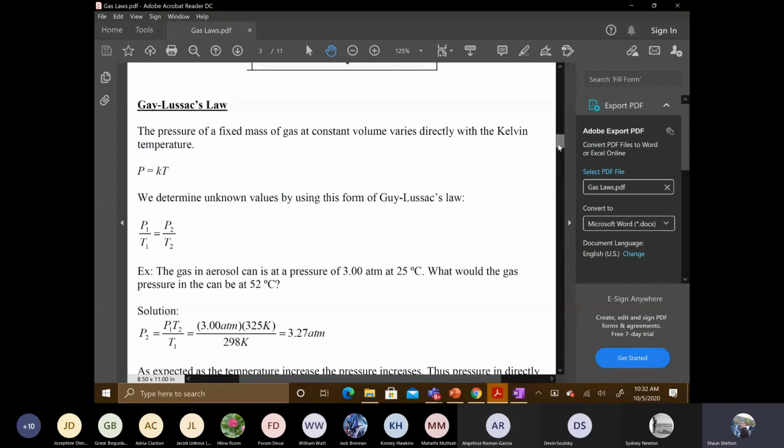Now the third law that we're going to look at today is Gay-Lussac's law. And Gay-Lussac deals with pressure and temperature. And so pressure and temperature are, again, directly related to each other. So as the temperature goes up, the pressure goes up.